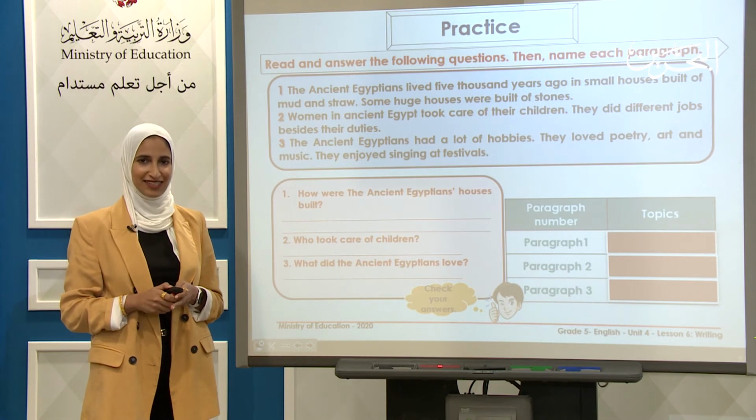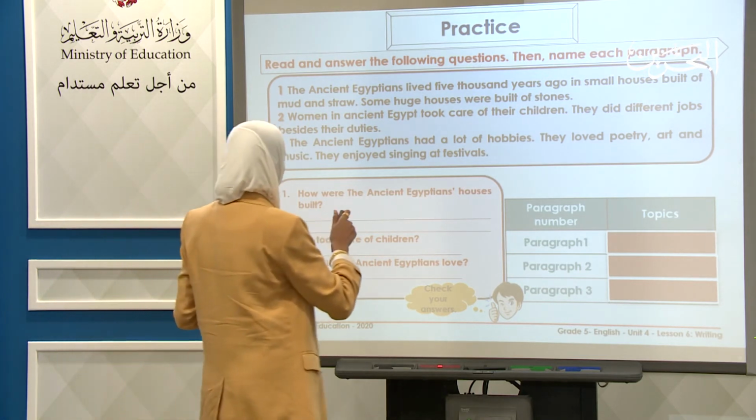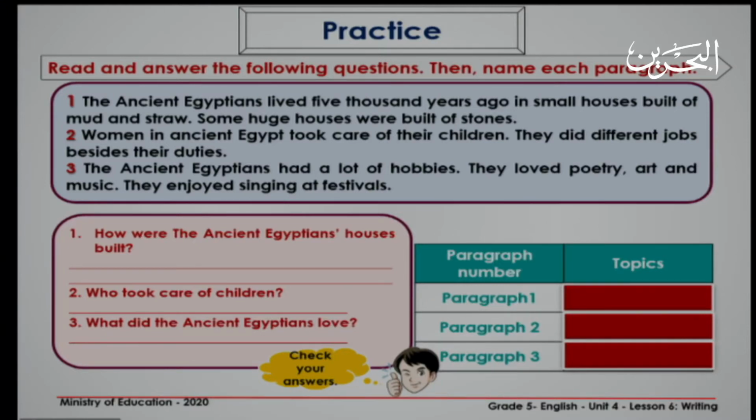Now let's check your answers. The ancient Egyptians lived 5,000 years ago in small houses built of mud and straw. Some huge houses were built of stones. Women in ancient Egypt took care of their children. They did different jobs besides their duties. The ancient Egyptians had a lot of hobbies. They loved poetry, art, and music. They enjoyed singing at festivals.